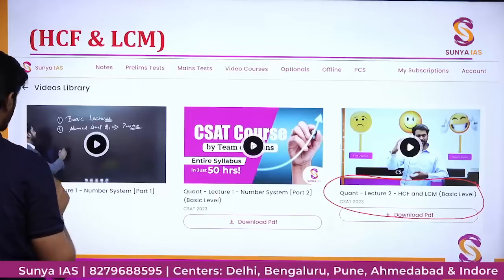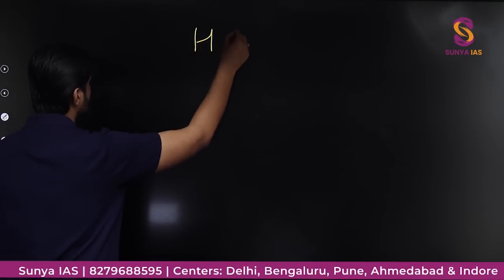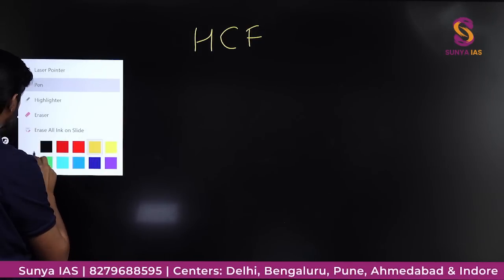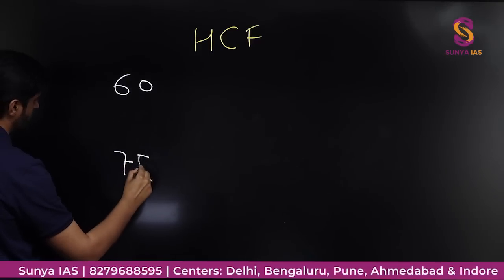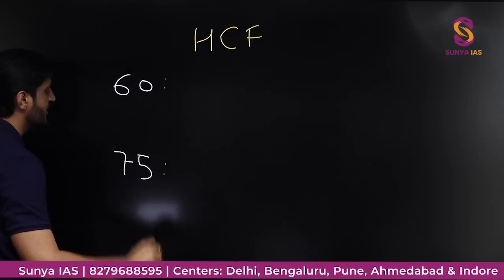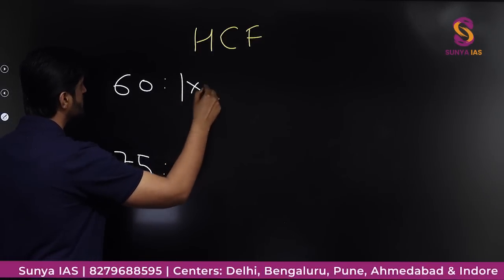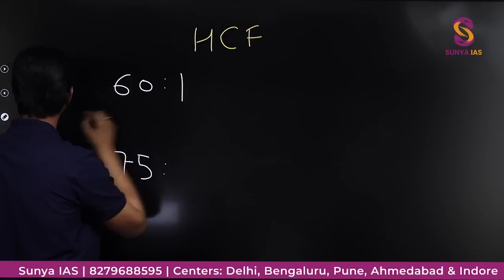All right, so now we'll talk about HCF, or the highest common factor. Let us talk about those numbers again. We had 60 and we had 75. What are the factors of 60 and 75? So 1 is a factor. Here 2 is also a factor, not multiplication.